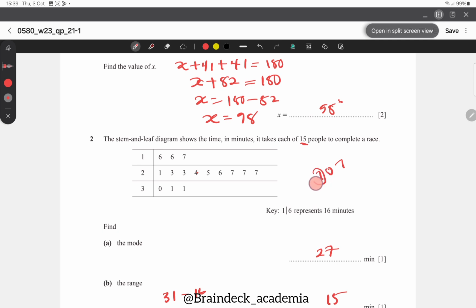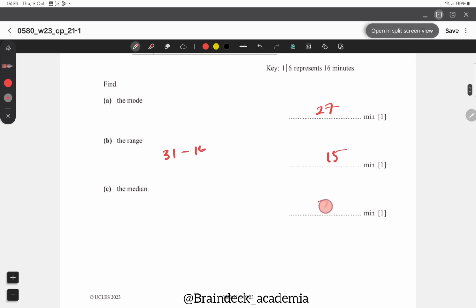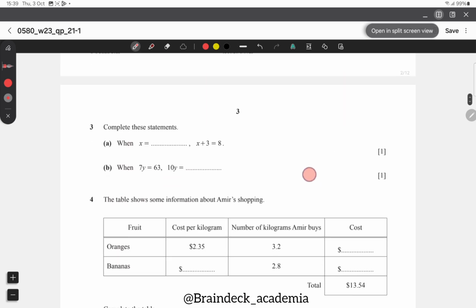You just need to count the first 7 data at the left-hand side, then the 8th data will be the middle value. So we have 1, 2, 3, 4, 5, 6, 7, 8. That means it is 25, and our median is 25. It's as simple as that.